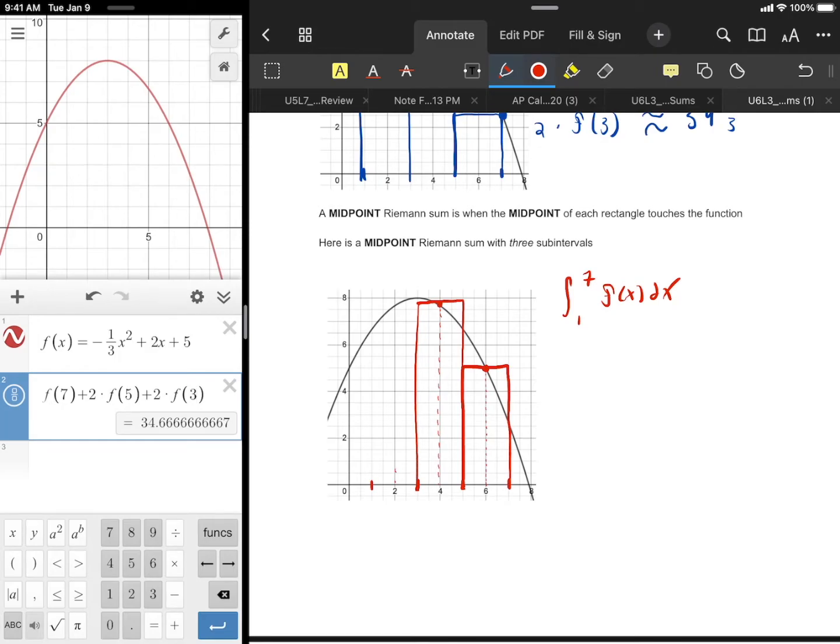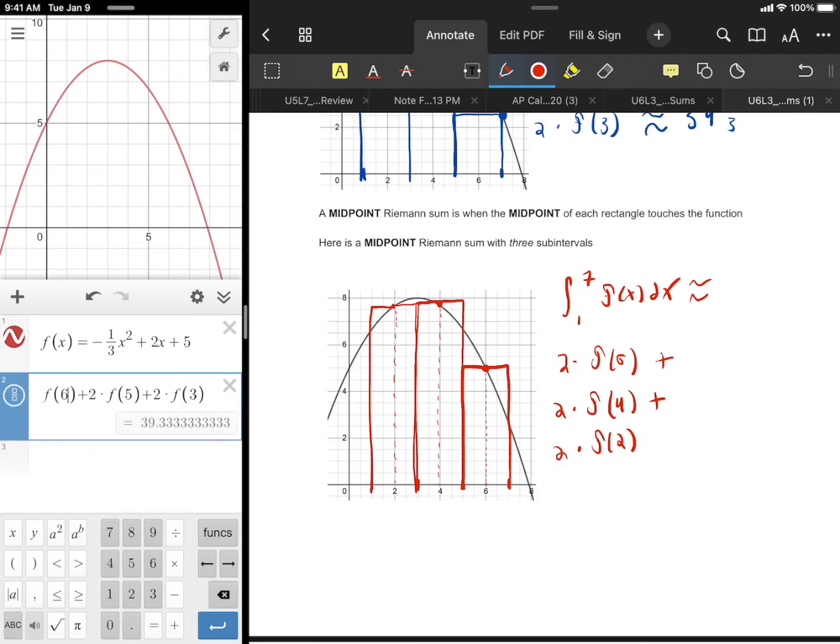And finally, between 2 and 3, the midpoint now touches my function. And so we'd have these three rectangles here. We can quickly see how this one does, right? This is going to be 2 times f of 6 plus 2 times f of 4 plus 2 times f of 2. And all together, let's see what that's going to get us.